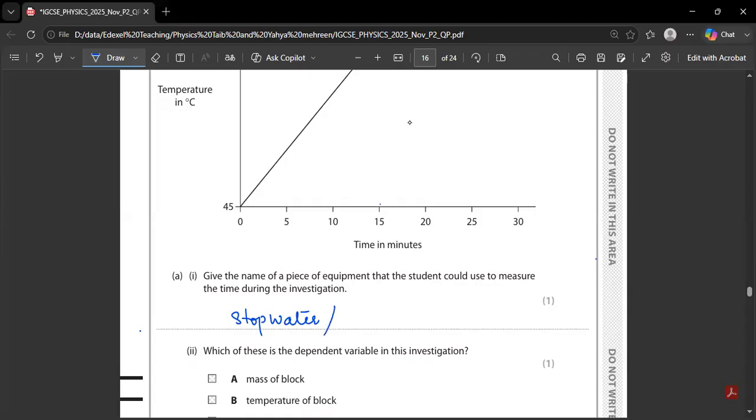Stopwatch, or even you can use a timer. We can say a clock. Okay.